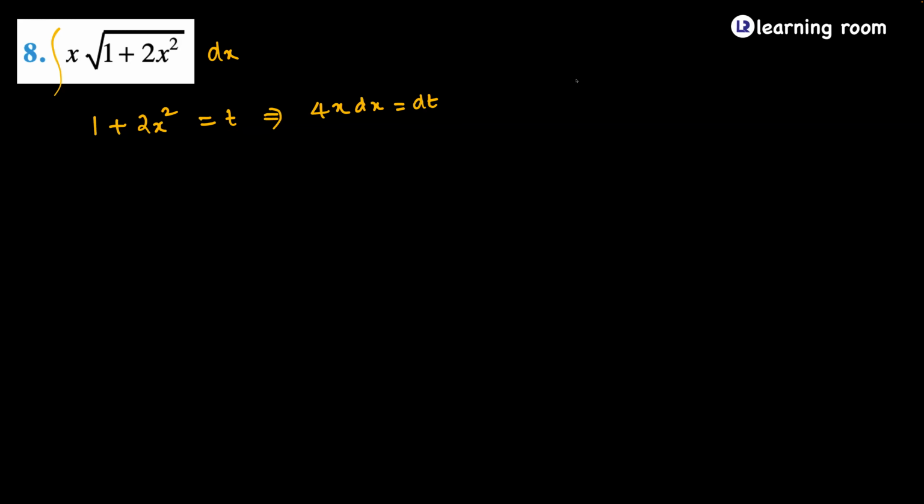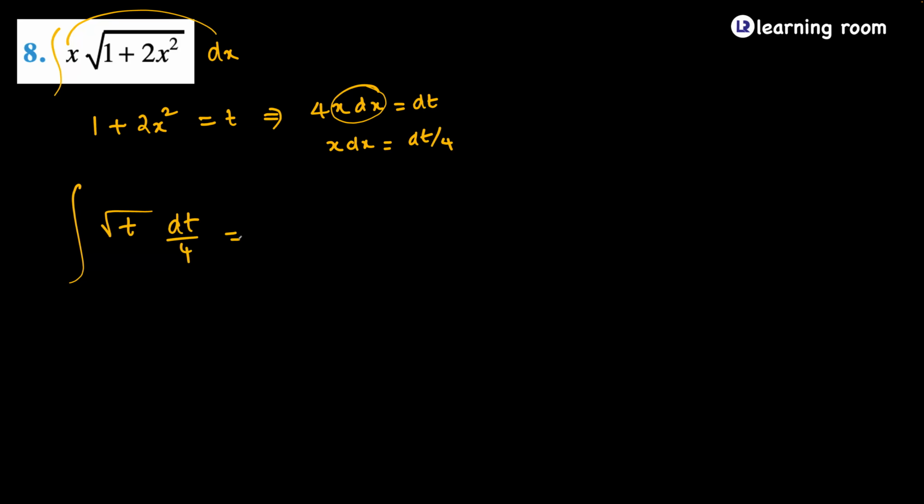So we'll take 1 plus 2x square is equal to t. So 4x dx is equal to dt. So all that we need is x dx, right? x times dx is what we need. So x dx is equal to dt divided by 4. So what will you get? Integral of square root of, instead of 1 plus 2x square, I'll write t, and instead of x dx, I'll write dt by 4.